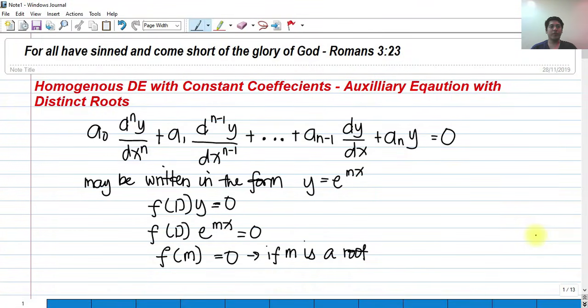Hi, so for today we're going to talk about homogeneous DE with constant coefficients, auxiliary equation with distinct roots. Okay, so for homogeneous DE with constant coefficients, we have this form.